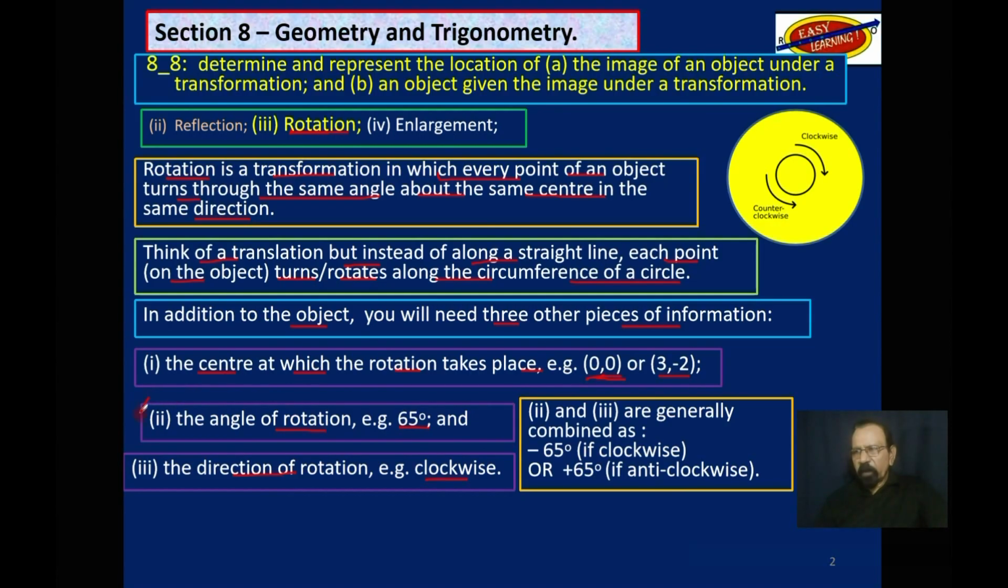Now, these two here are normally combined together. So if you see something like -65 degrees, this negative here means a clockwise rotation of 65 degrees. Or if you see positive 65 degrees, that positive means anti-clockwise rotation, and of course 65 degrees.